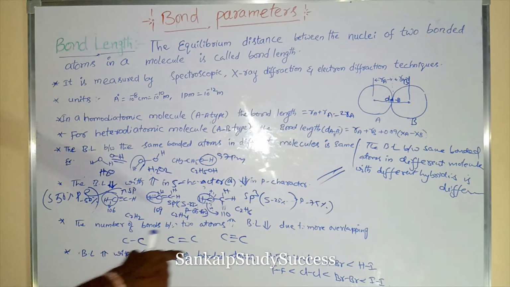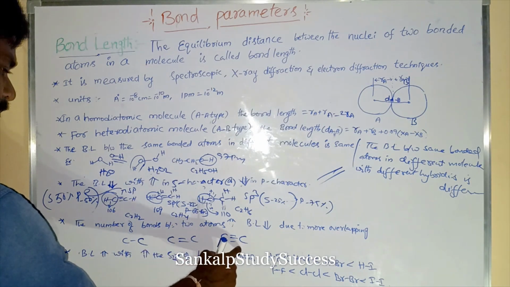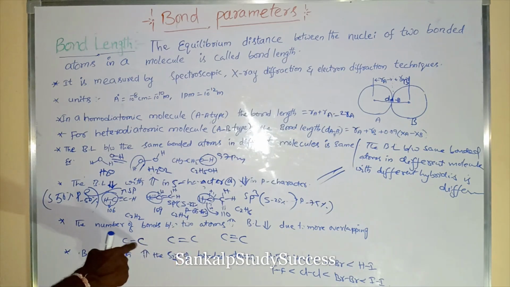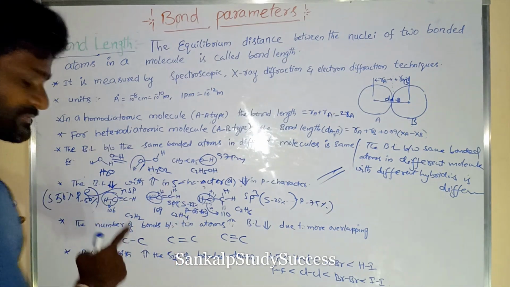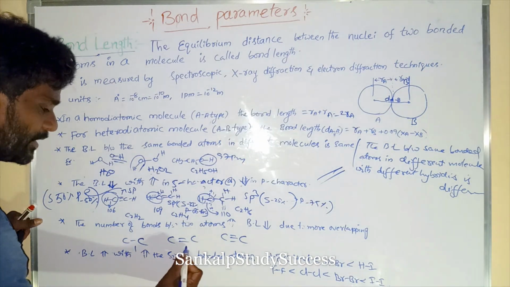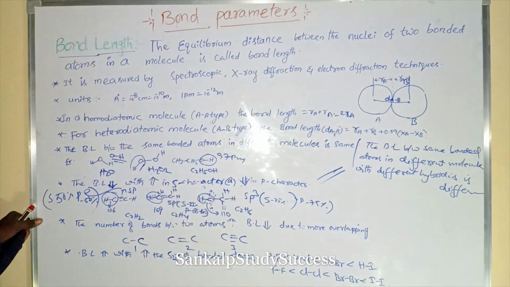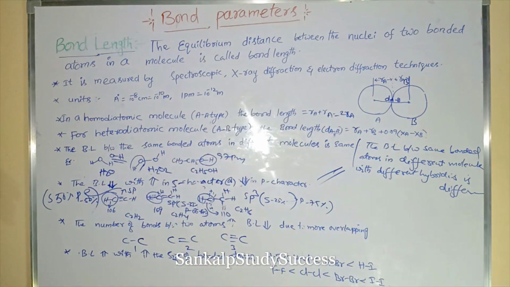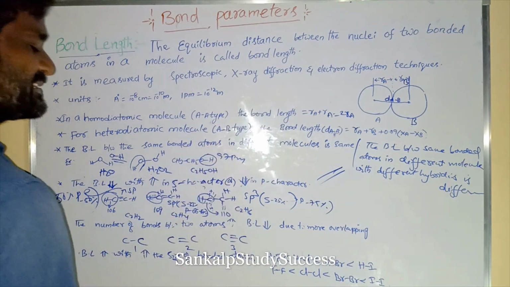Here the number of bonds between the two atoms is 3. Here the number of bonds between the two atoms is 2. Here the number of bonds between the two atoms is 1. One bond, two bonds, three bonds. If the number of bonds between the two atoms increases, the bond length decreases.